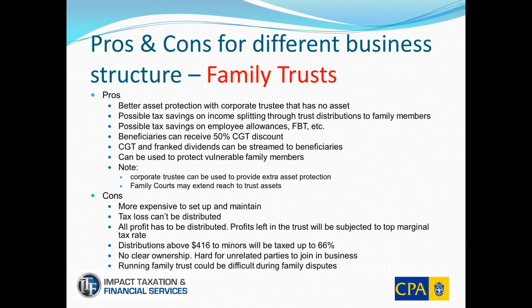Okay, actually it's similar to a company structure. With a company, the loss is also trapped there because it's a separate legal entity. Okay, so tax loss, you can't distribute it to family members or to beneficiaries. Okay, and then also with the family trust, all profit every year you have to distribute to family members. So if you choose to leave the profit inside the family trust, it is charged the top marginal tax rate. So it's very expensive, a lot of tax to pay. Okay, so you have to distribute all your profit from the family trust to beneficiaries. So that's a major difference, one of the major differences between a family trust and a company.